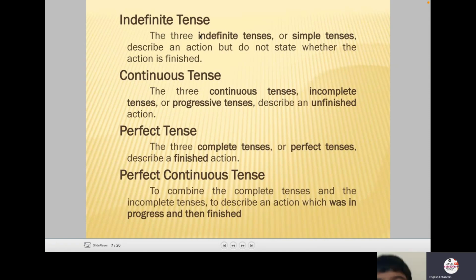Now, simple tense is like, it describes an action but does not state whether the action is finished. For example, if I say to you, Ram goes to school every day.